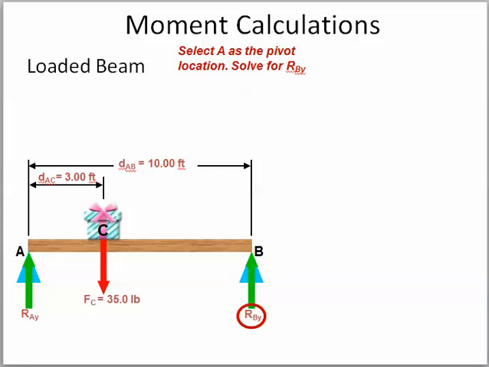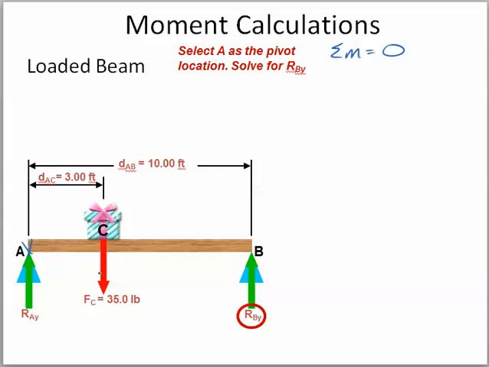Moment calculations. In this situation, I want you to imagine a very simple bridge, or even just a simple platform. We're going to solve for RBY. Again, I'm going to start by saying the sum of the moments is equal to 0. There is no moment at A because it's fixed. They're saying to put A as the pivot point. So C is creating a moment.